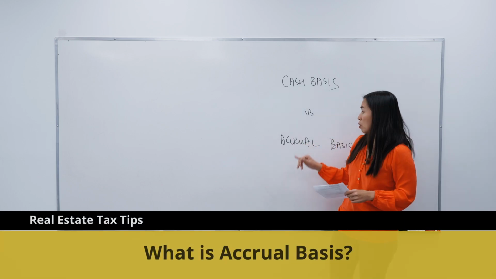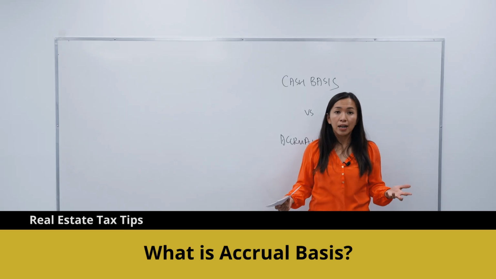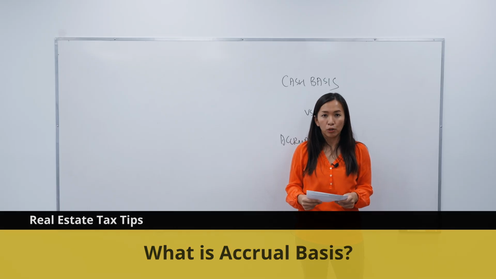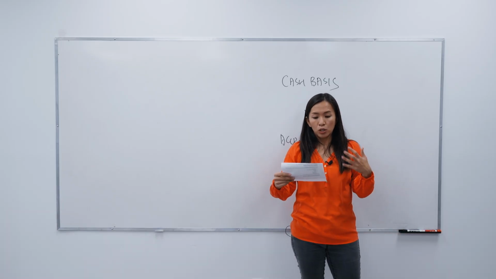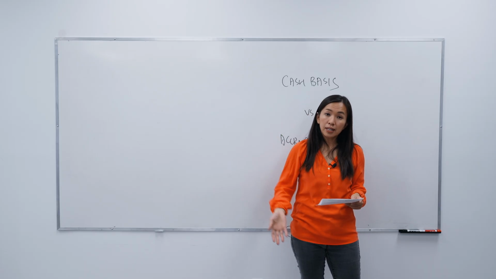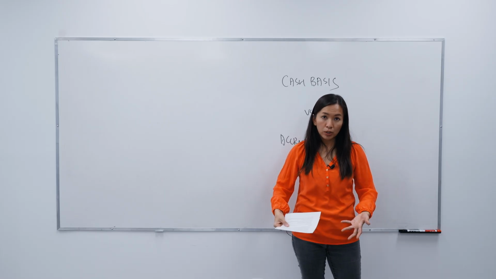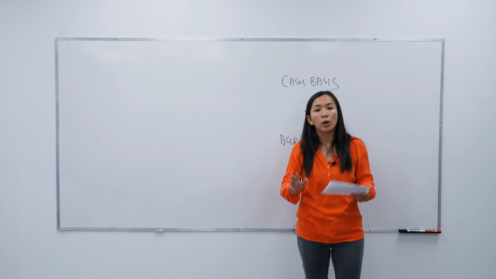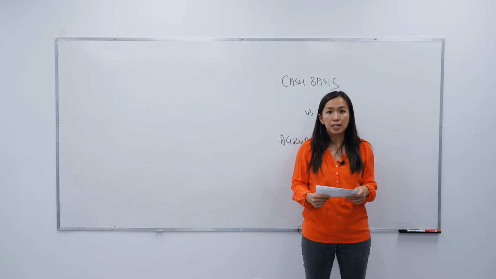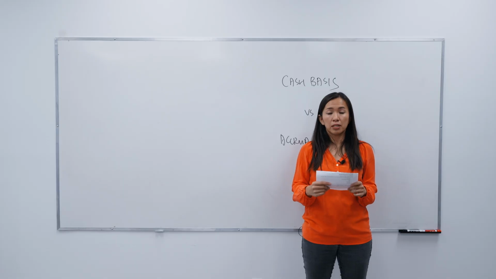Now, what's accrual basis? Accrual basis of accounting, which is what the majority of the businesses out there are operating under, is basically you are reporting income as you earn it, and you are deducting expenses as you accrue them, as they're being expensed. What it really means is that, using rental property as an example, you may sign a lease and you're supposed to collect 12 months of rent. You have to report 12 months of rent.